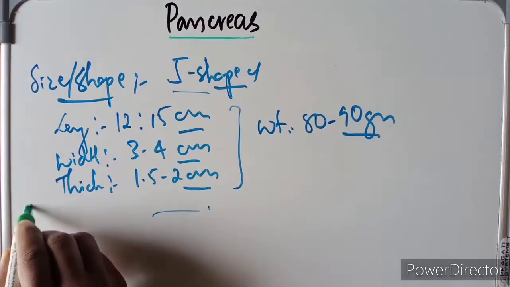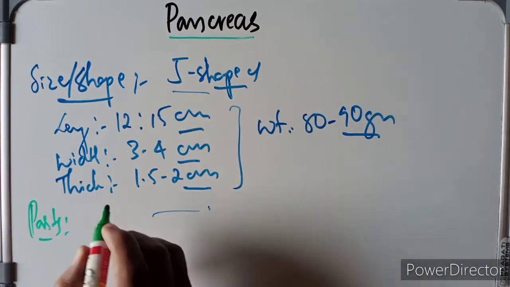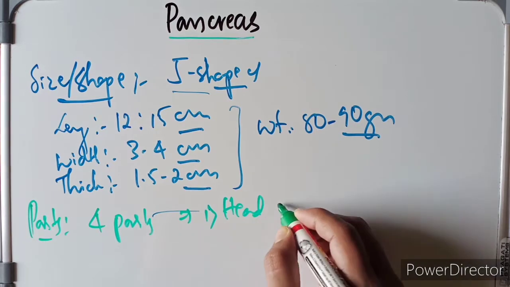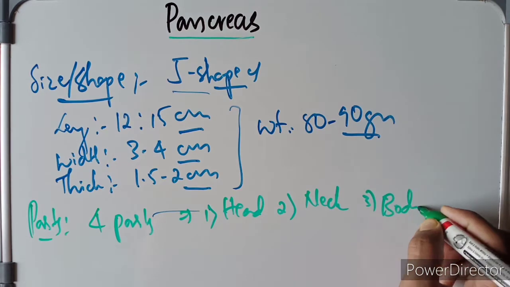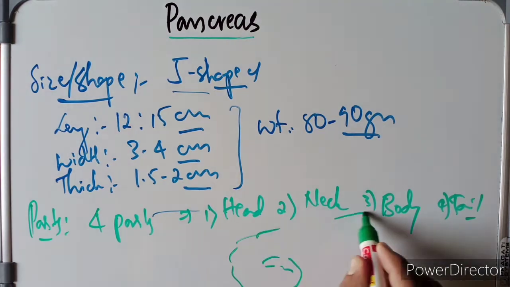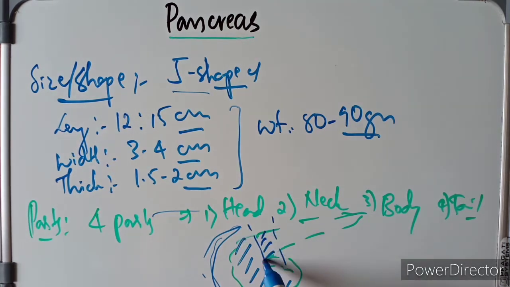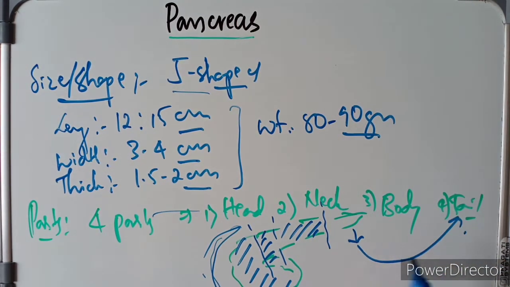Coming to its parts. What are the different parts of the pancreas? For descriptive purposes, the pancreas is subdivided into four parts: number one, the head of the pancreas; then the neck of the pancreas; third, the body of the pancreas; and fourth, the tail. Suppose this is the pancreas that you are seeing, and this is the concavity of the duodenum. So this will be the head of the pancreas, this the neck, and this much is the body, and this small part is the tail of the pancreas. So the pancreas is divided into head, neck, body and tail.